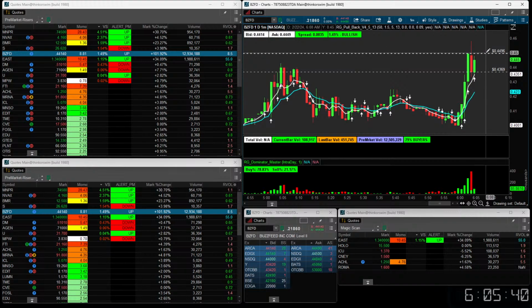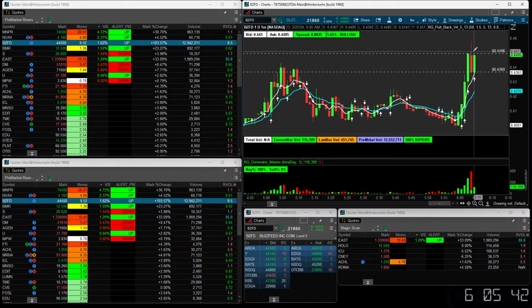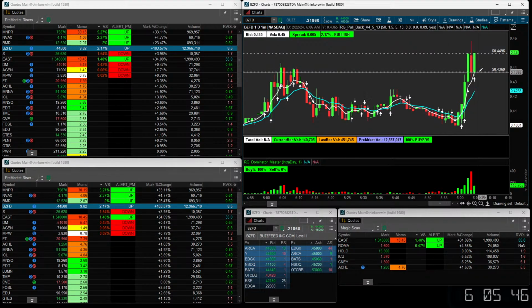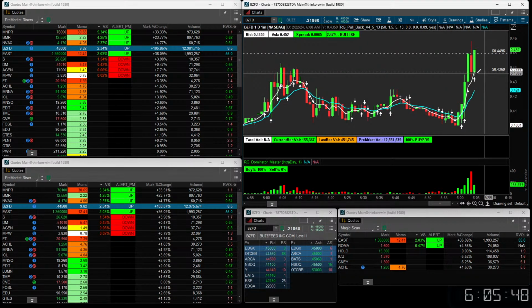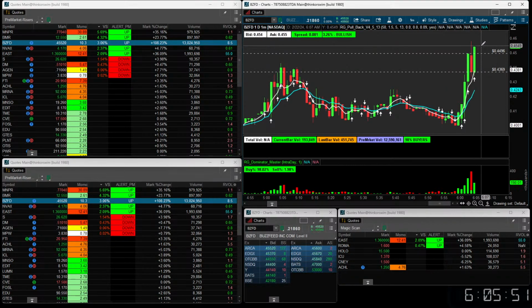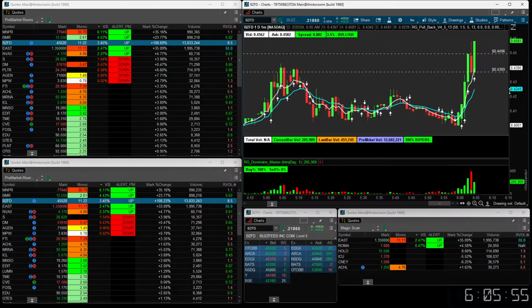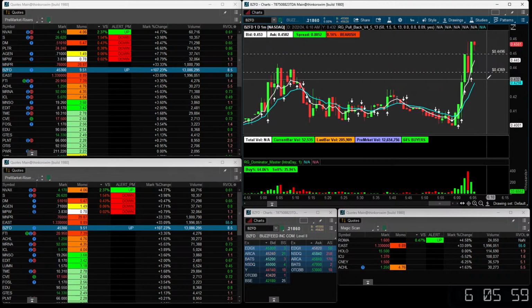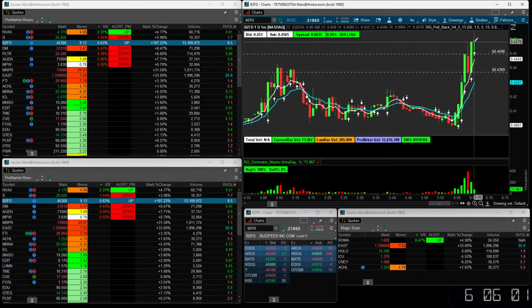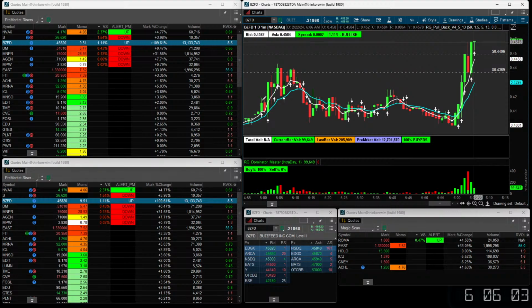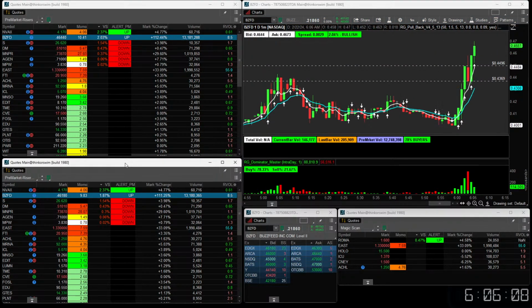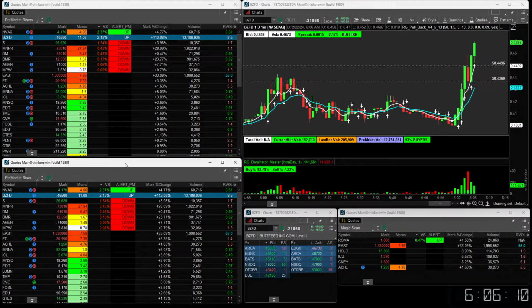So this is the resistance line that I put in. That means the stock couldn't get any higher. This is the support level. When the price dropped, it found buyers down here to drive it back up. This is a good example of a pullback play. And you would be taking profit here. So that's what we'll be looking for all morning.